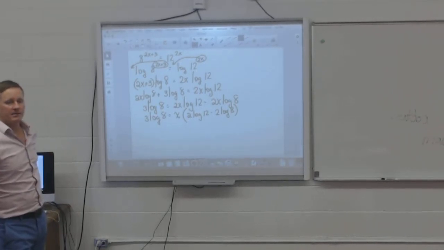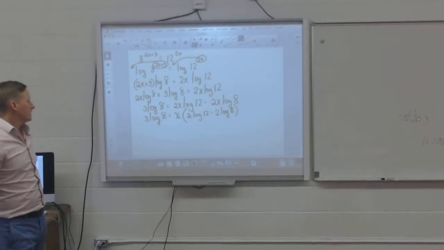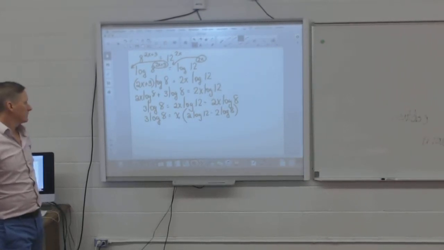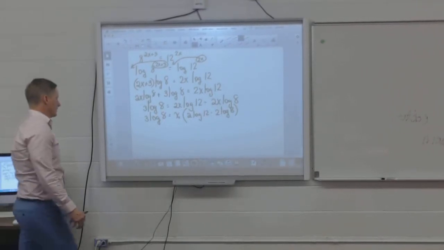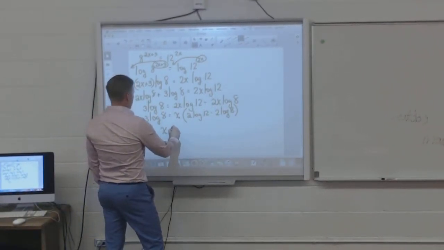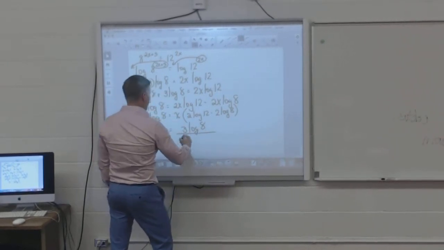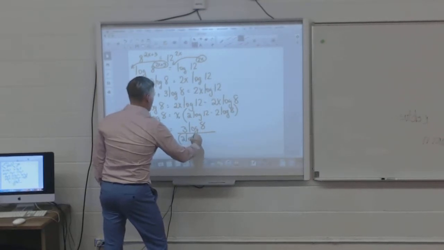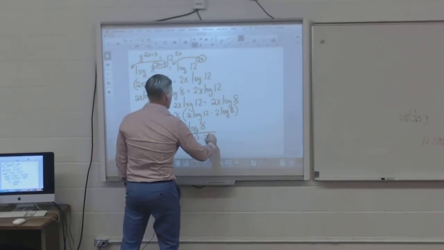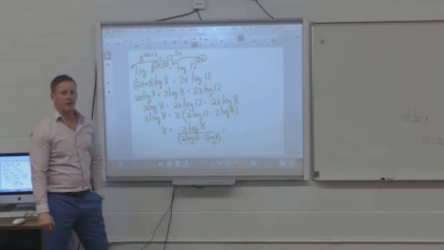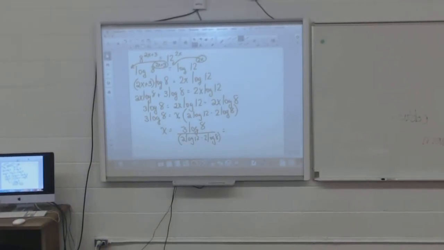Okay, I'm down to my last step now. What do you suppose I do to isolate x? Divide both sides by 2 log 12 minus 2 log 8. Very good, Jeffrey. That's exactly what I do. So I have 3 log 8 divided by 2 log 12 minus 2 log 8. Let's punch that into our calculator. Brackets are necessary if there's going to be a bunch of them.